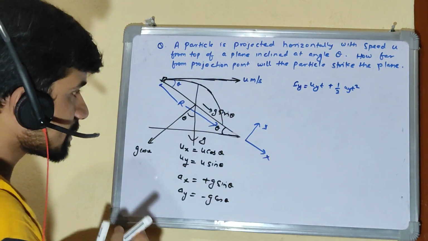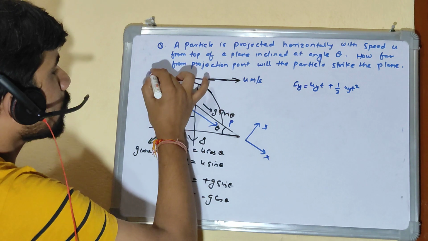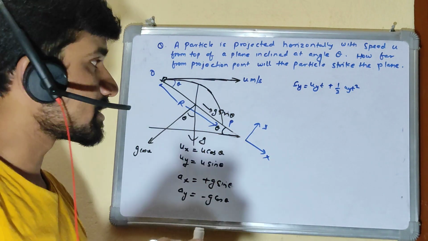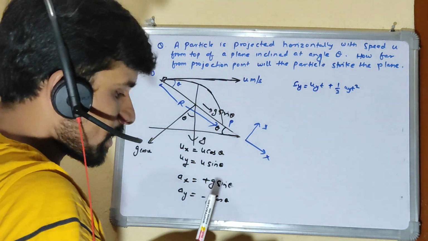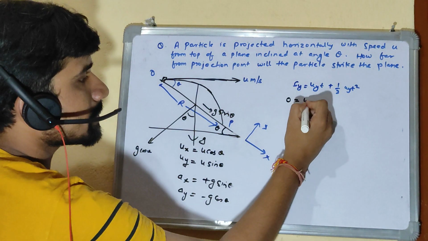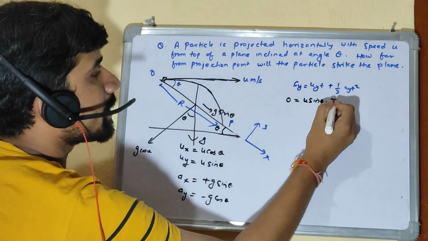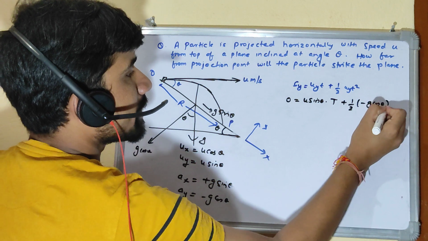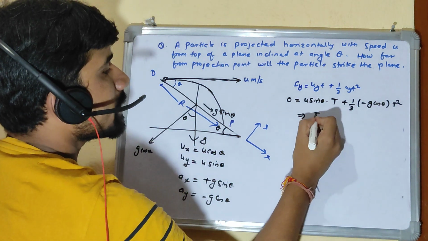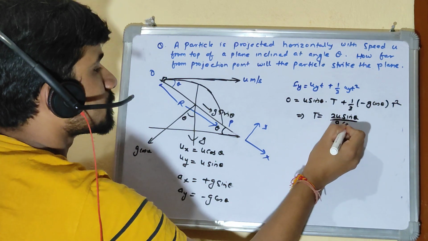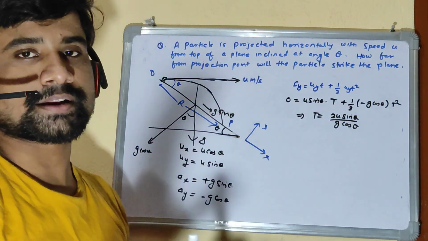So let's say this point is p and this point is o. After it reaches point p, there is no displacement along y direction, so sy is 0. So I can place 0 here. uy is what? uy is u sin theta. t is my time of flight. ay is minus g cos theta, t square. I can find t as 2u sin theta by g cos theta. This is my time of flight, right?